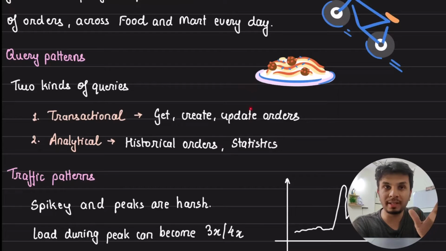These are transactional queries. Second are the analytical queries where you might want to get historical orders of a particular user or some statistic around orders. Let's say grouping orders by a particular attribute, right? These are analytical queries which can take some time and it's okay, right? So we would be leveraging that.